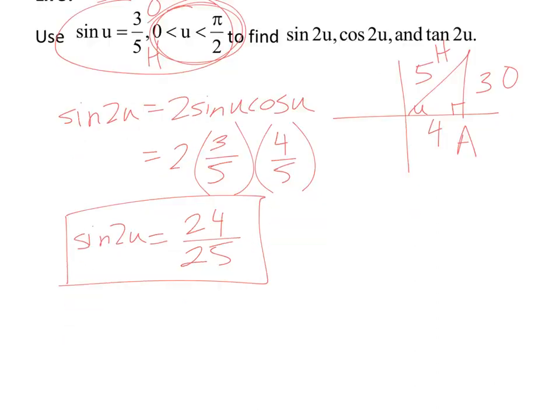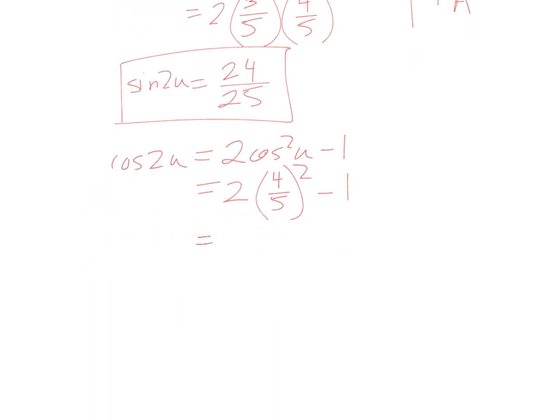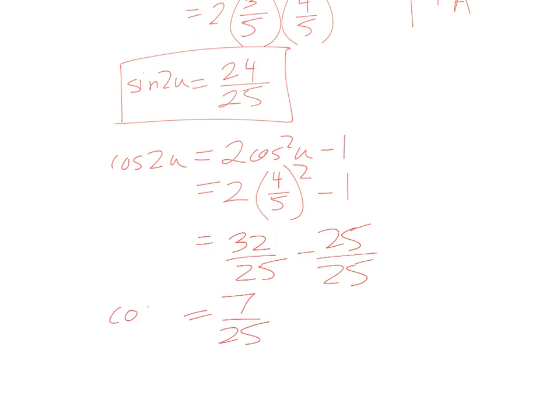All right, let's go to cosine of 2u. And that's equivalent to 2 cosine squared u minus 1. And you could have used other variations. You'll still get the same result. Cosine of u is 4 over 5. All right, so then I'm squaring that though. Watch out for that. Minus 1. And then I end up with 32 over 25 minus, need a common denominator, 25 over 25. So I end up with 7 over 25 for cosine of 2u. Alrighty.